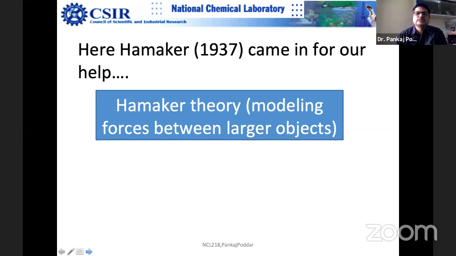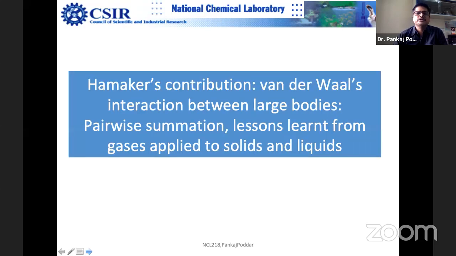So these things cannot be solved by the simple formulas which were given by London and Debye. London force, Debye force, and another one, a third one. Anyway, those were given for two atoms or two molecules. So Hamaker was able to solve this picture.